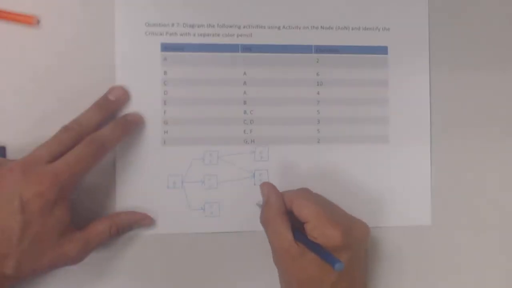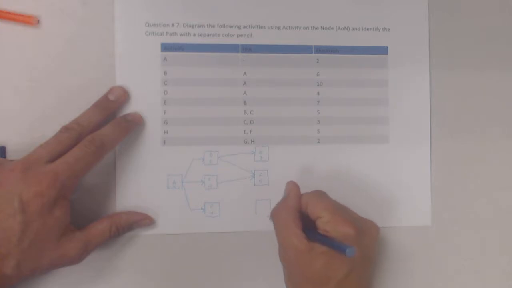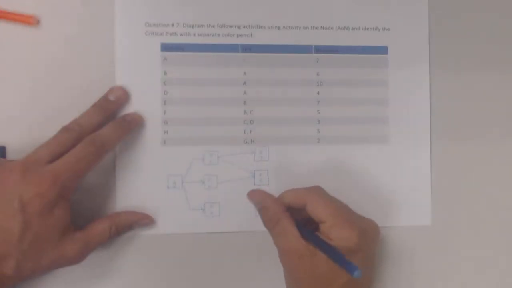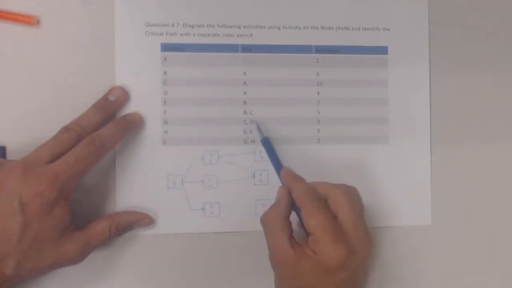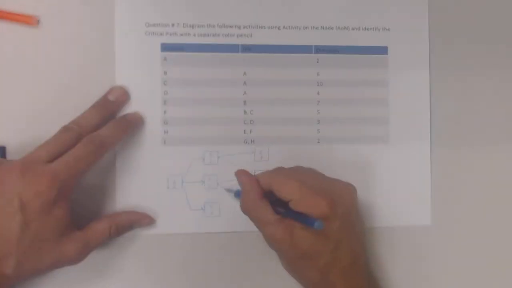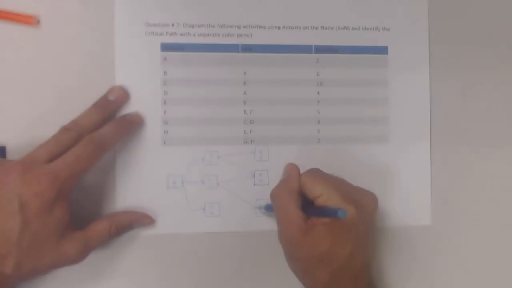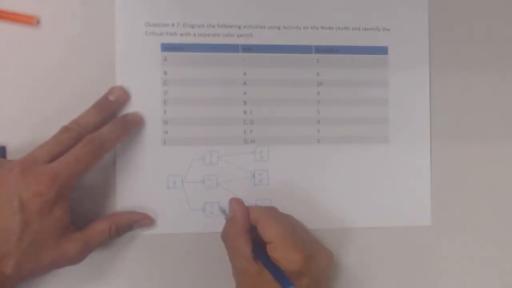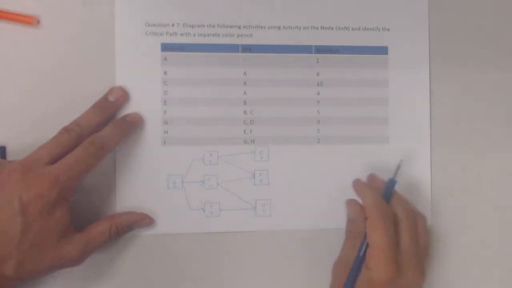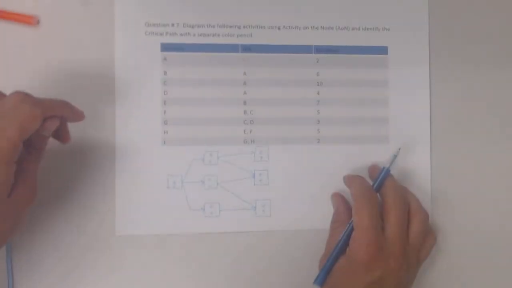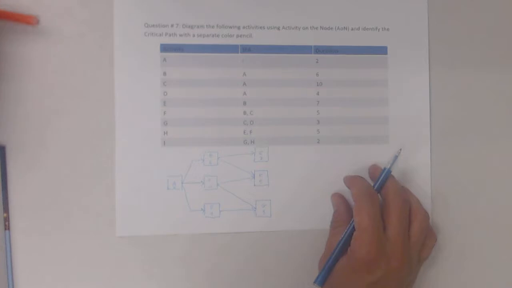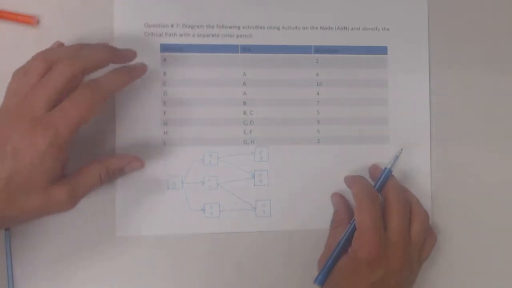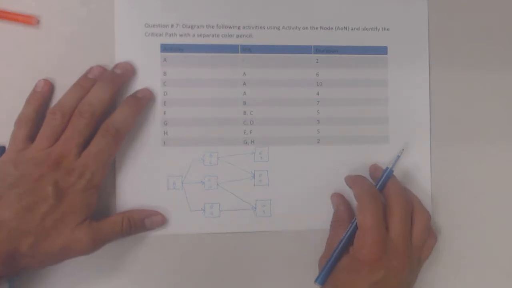G, I would come down here with G. G has a 3-day duration, and it has C and D as predecessor. So I link C and D. Notice I'm linking these things from the finish of the activity to the start of the other one. Okay, and as for right now, we're not doing anything fancy, so those need to be linked at the start and the finish of the activity.